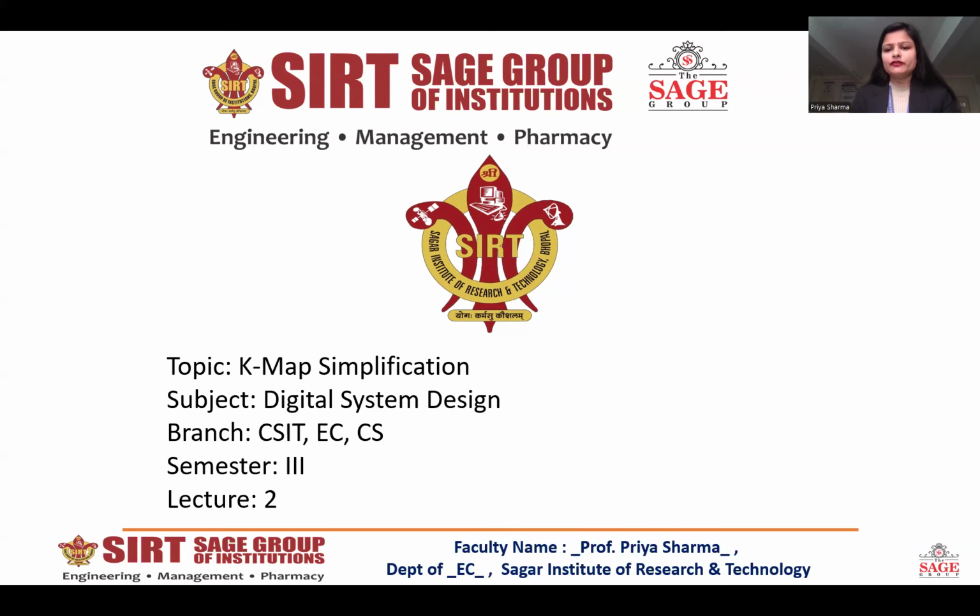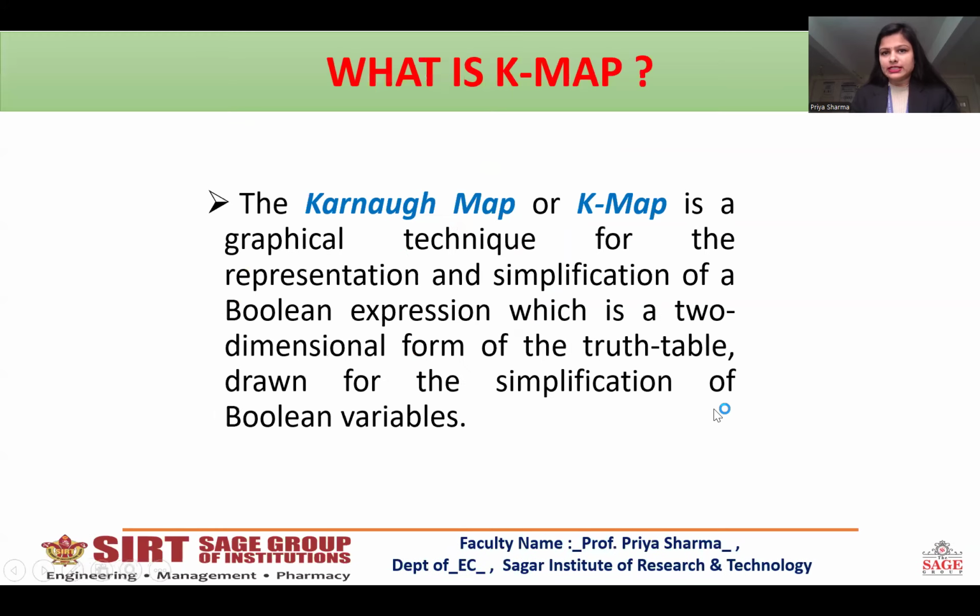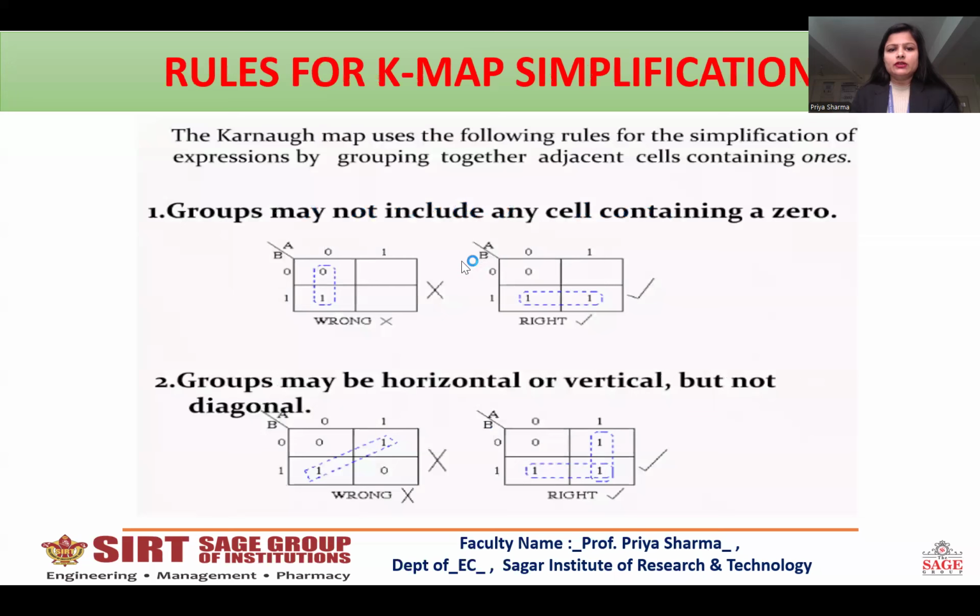So, basically, first of all, what is K-map? K-map is also known as the Karnaugh map, and it is a graphical technique for the representation and simplification of the Boolean expressions, which is a 2D form of the truth table drawn for the simplification of the Boolean variables. This is how the Karnaugh map uses some of the rules for the simplification of the Boolean expressions.